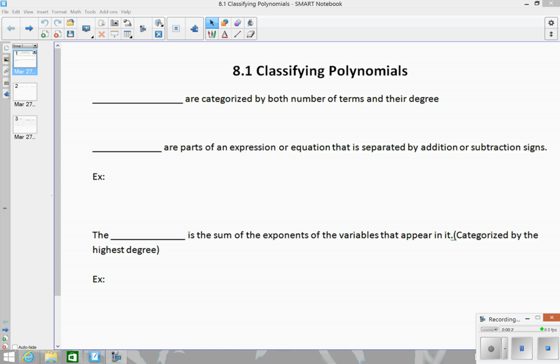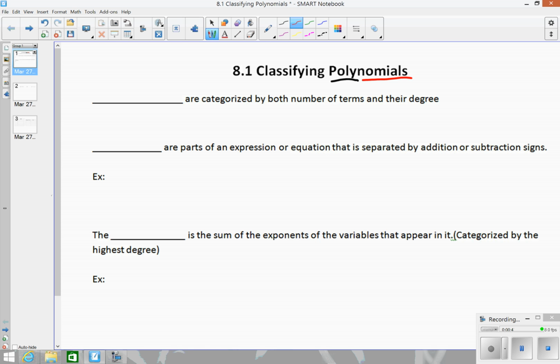Now, polynomials, okay, the word poly means many, okay? And the word nomial actually means terms. So we're going to be talking about many terms. I'll be getting into that in examples in a little while, but let's start with a couple of notes.